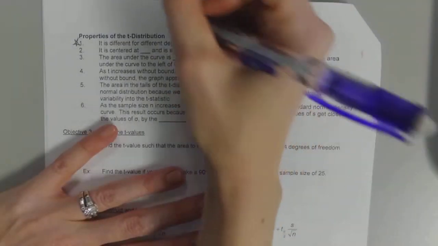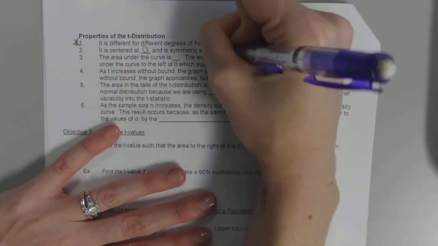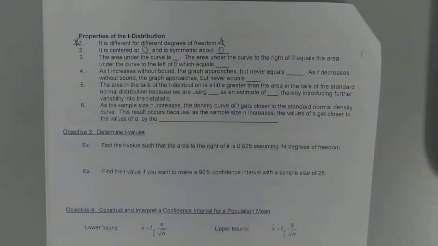It is still centered at 0 and symmetric at 0. So when you go to draw the curve, guys, what can go right in the middle? 0, just like your normal distribution. Guess what the total area under the curve still is?